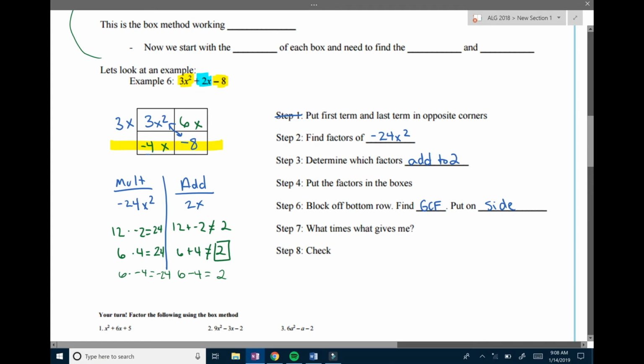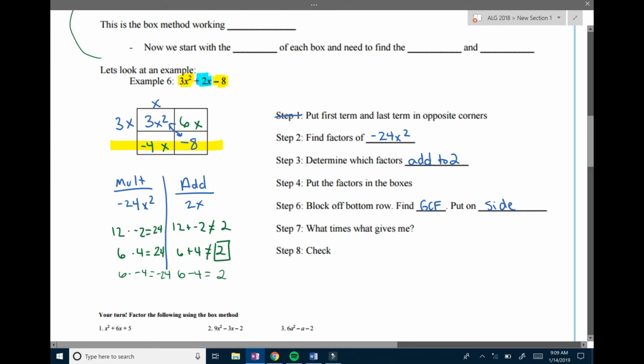Perfect. Now, step 7 is what times what gives me this. Basically, that means 3x times blank gives you 3x squared. So 3x times what gives you 3x squared? Well, that's x. 3x times x gives you 3x squared.